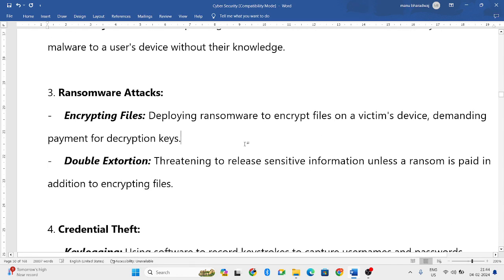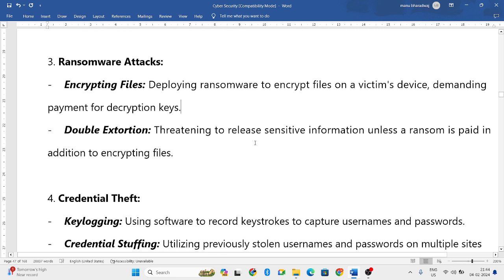Next is ransomware attacks. In that there are two types. One is encrypting files. They will lock your files, and if you want your files back, they will demand some huge money. Until and unless you give that money, you don't get your files back. That is encrypting files.